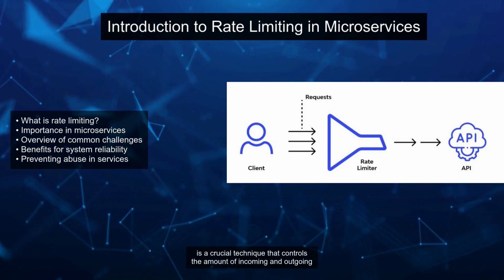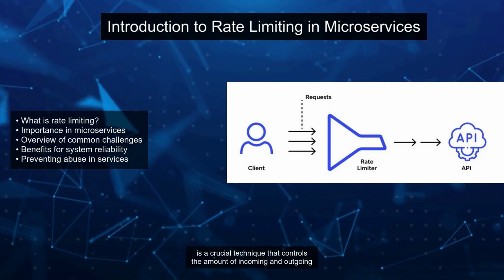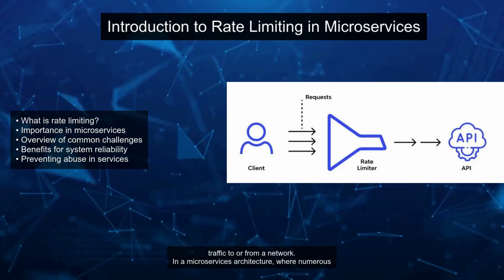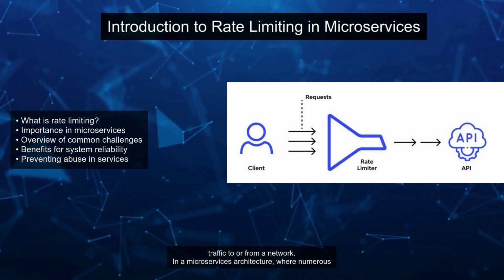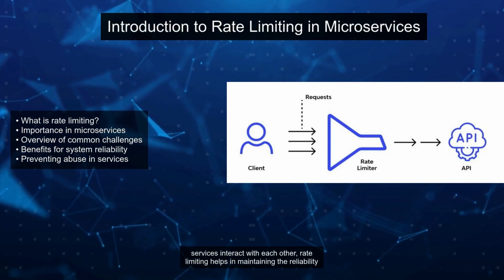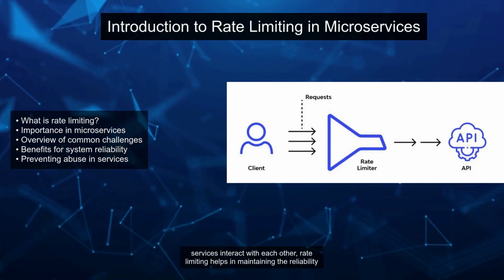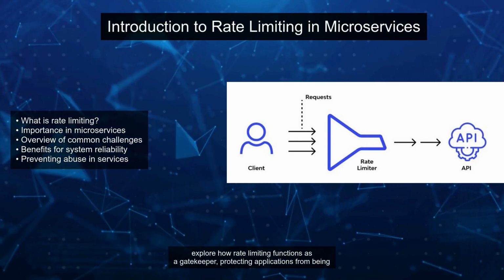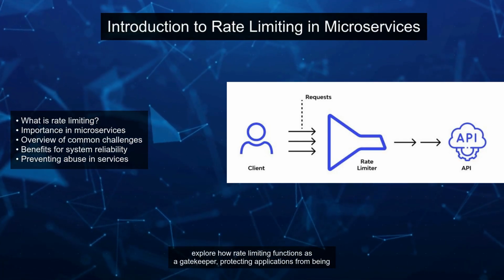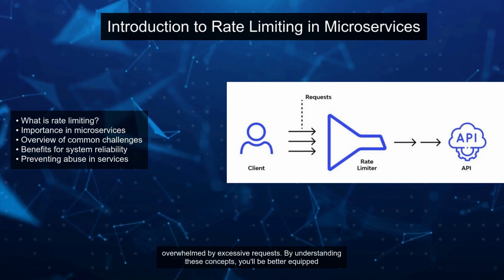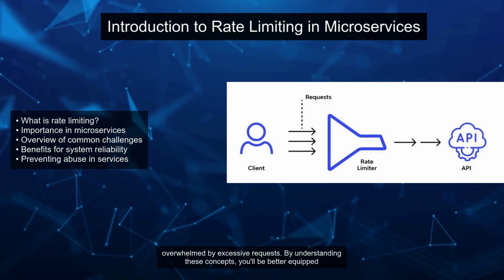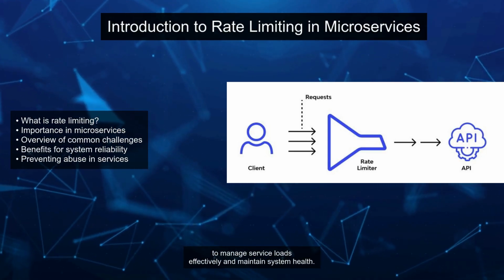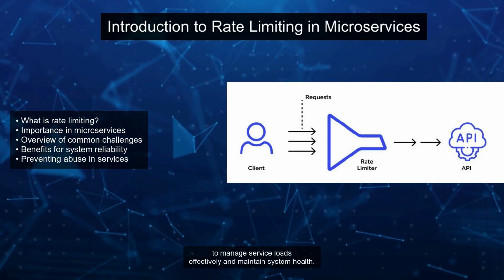Rate limiting is a crucial technique that controls the amount of incoming and outgoing traffic to or from a network. In a microservices architecture, where numerous services interact with each other, rate limiting helps in maintaining the reliability of the system by preventing abuse and ensuring fair usage. We will explore how rate limiting functions as a gatekeeper, protecting applications from being overwhelmed by excessive requests. By understanding these concepts, you'll be better equipped to manage service loads effectively and maintain system health.